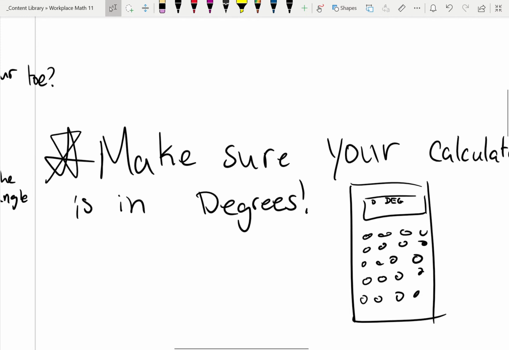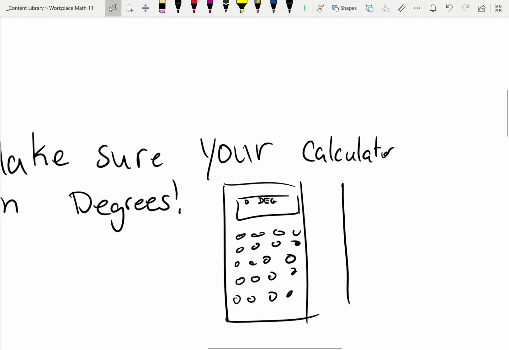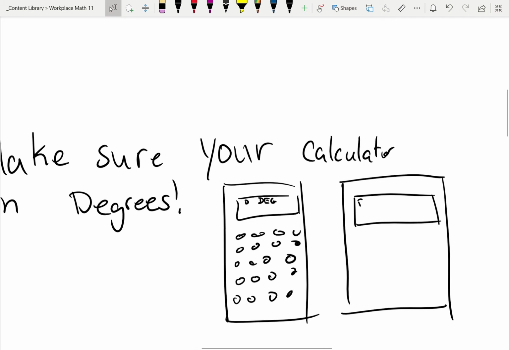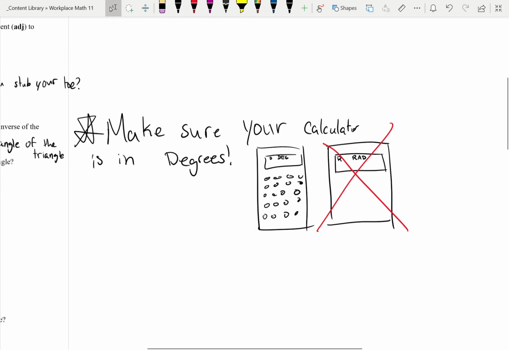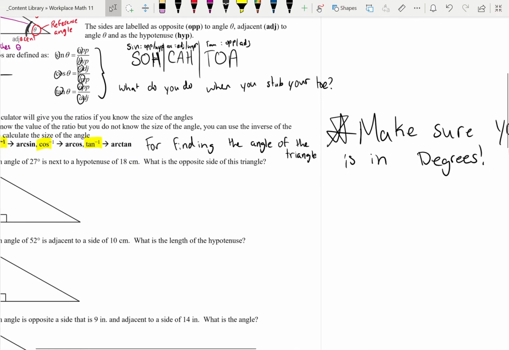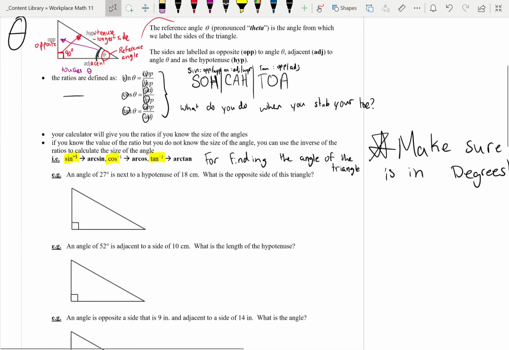The reason being is that there's another way we can measure angles, and they call them radians. What I see oftentimes is sometimes the calculator gets switched by accident, and it'll say either R or rad for radians. You do not want your calculator to be in this. There are different ways to switch between them. It depends on the brand of the calculator, but just take a look. Look for a little D or DEG on your screen to make sure you're in the right mode, because it'll give you a different answer.